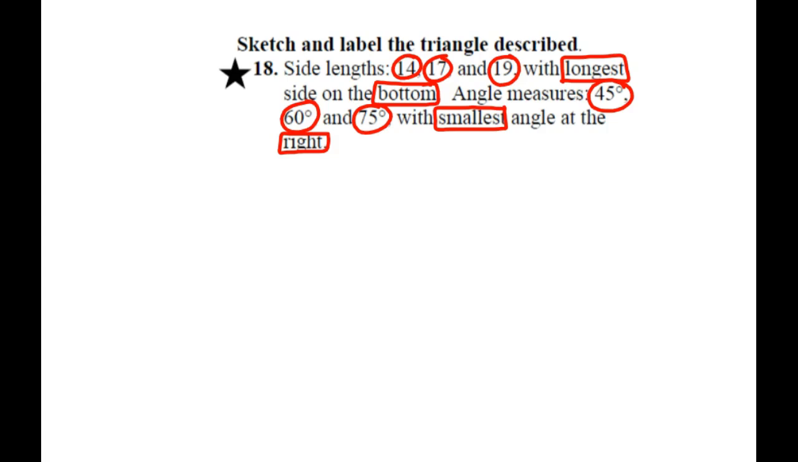Well, now I know what I need to do is just sketch a triangle. Since it doesn't say anything about something being on top, and we have the longest on the bottom, I'm going to try to make my longest side on the bottom. Then it doesn't really matter because it's just a sketch. Our longest side at the bottom: we have 14, 17, and 19. Our biggest number is 19, which means that goes on the bottom.